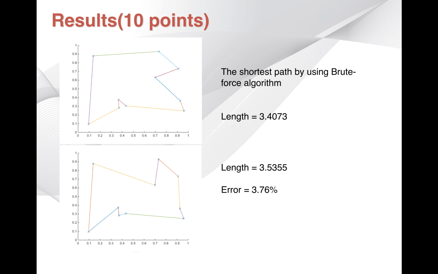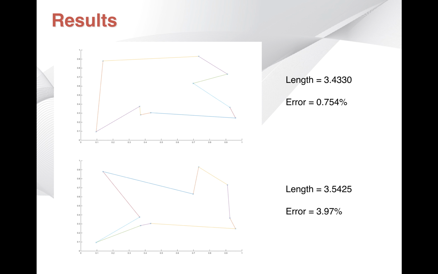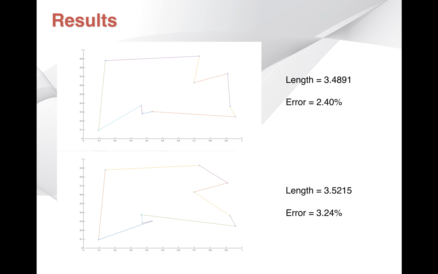This is the result of 10 points. The first picture is the shortest path found by the brute force algorithm. The next picture is the result of the first try of GA. I tried 6 times in total, and got the global optimum at the 6th time. As we can see, errors are all less than 4%, and each result is close to the global optimum.